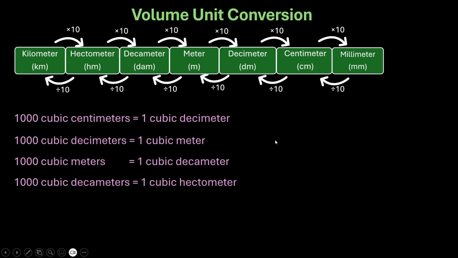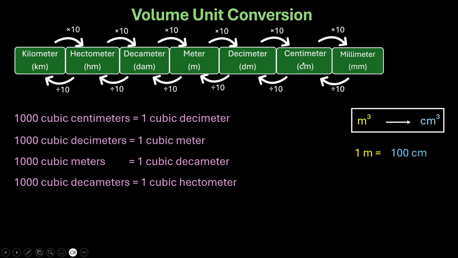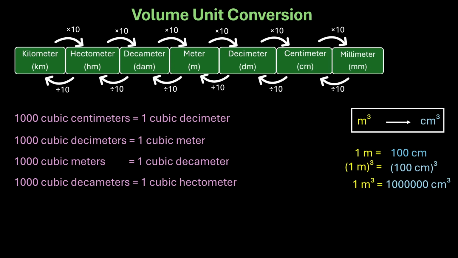Now, let's just do one more, okay? This time, we want to convert meter cube to centimeter cube. So, let's see. 1 meter is equal to 10 into 10, that is 100 centimeters. So, let's cube on both sides. 1 meter cube is equal to cube of 100 centimeter, which will give us 100 into 100 into 100. That is 6 zeros, right? We can also write it as 10 raised to power 6 centimeter cube.